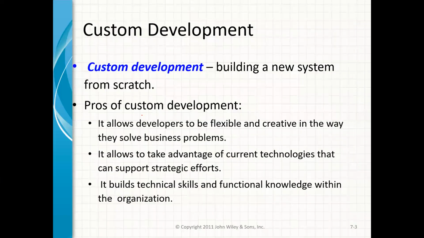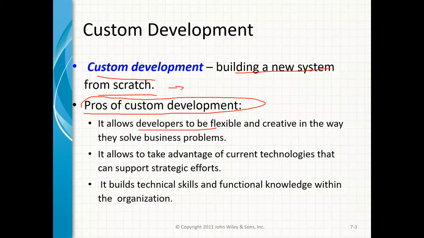In custom development, we simply develop a system from scratch, from requirements gathering and requirements analysis, all of those things from scratch. The good thing about this is what you call the plus. The plus is like advantages. The plus of custom development is that it allows developers to be flexible and creative in the way they solve a business problem. Your people will be flexible, because if you buy Microsoft Word, you cannot say the save icon is not clear to me, change this icon, right?